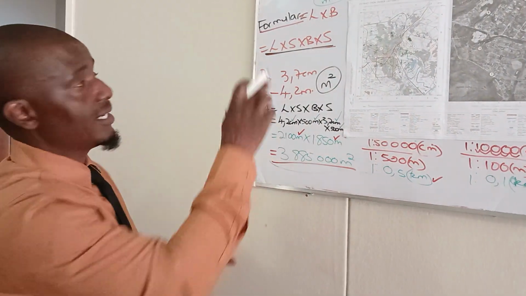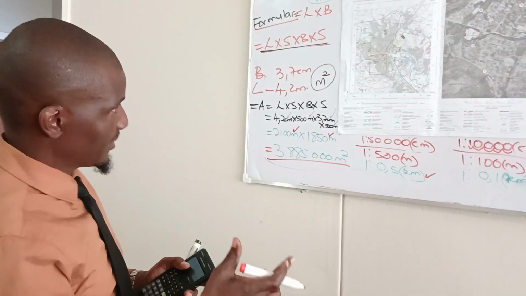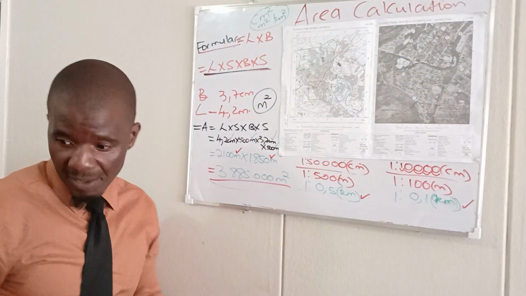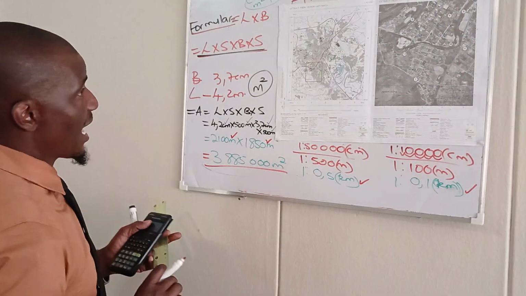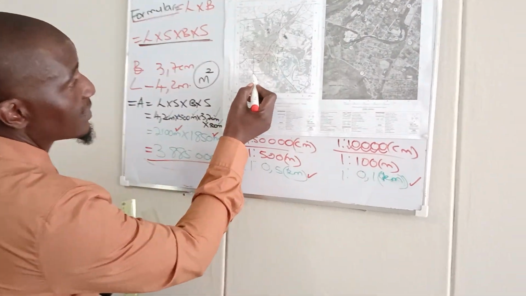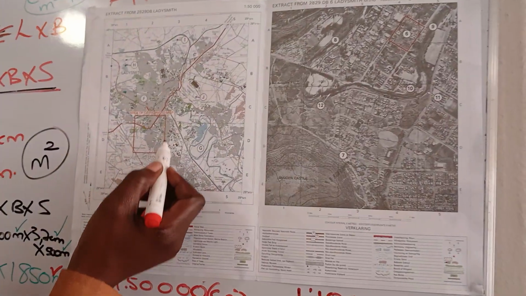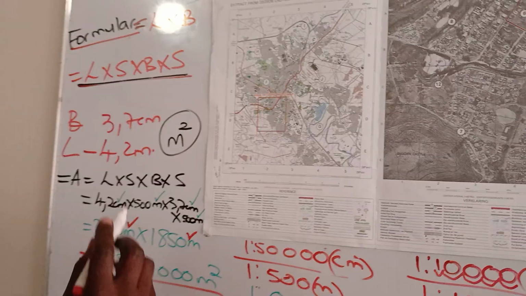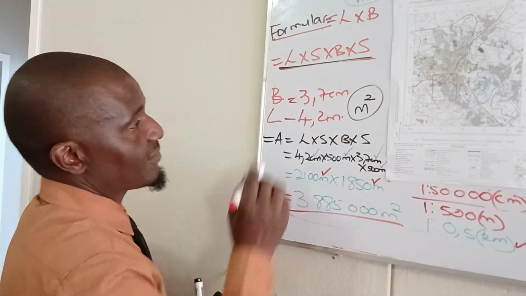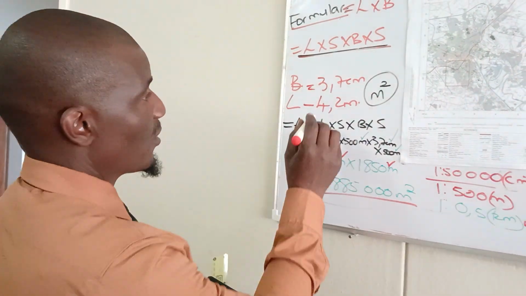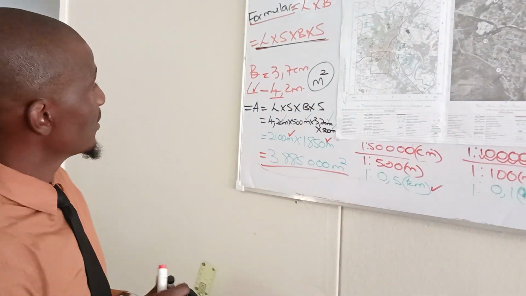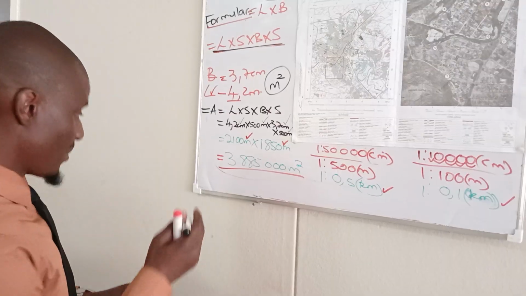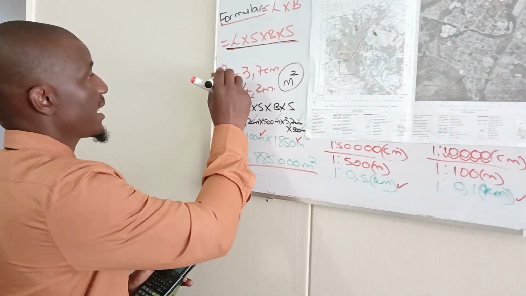Your formula is length times scale times breadth times scale. Then I have done my measurement using my ruler, and when I measured with my ruler, I got these two sides. This one is 3.7 and that one is 4.2. So when I look at the measurements that I've done, I've come to the conclusion that my longest side is my length. L for length. My shortest side is my breadth.